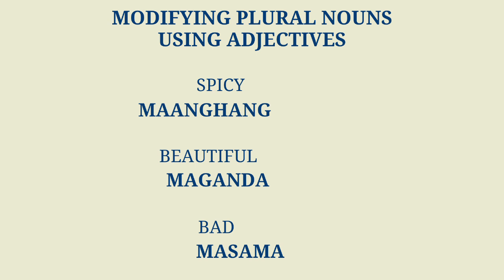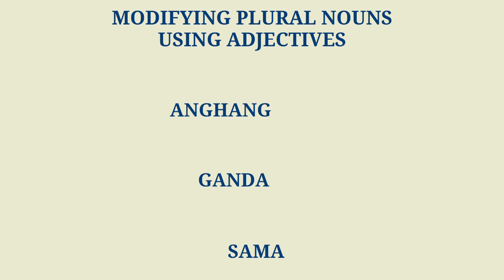So how do you know if an adjective is a ma adjective? Well, first, it starts with the prefix ma. It's a prefix, so if you remove the prefix ma, these are words on their own. So if you look up anghang, it means spiciness. Ganda is beauty. Sama is badness or wickedness.